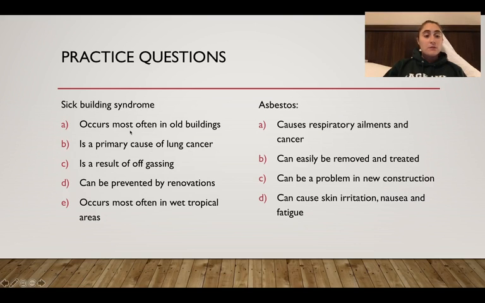Sick building syndrome. The most common cause of sick building syndrome is the result of off-gassing, so excessive amounts of formaldehyde, glues, chemicals, things like that. And then asbestos is A, causes respiratory ailments and cancer. We know that the inhalation causes that mesothelioma that people like to say.